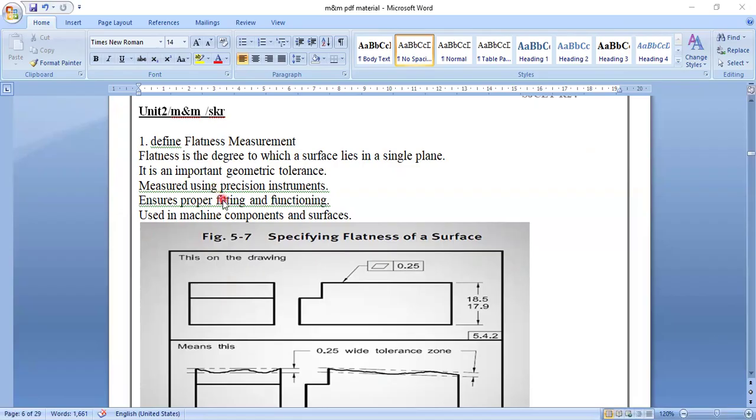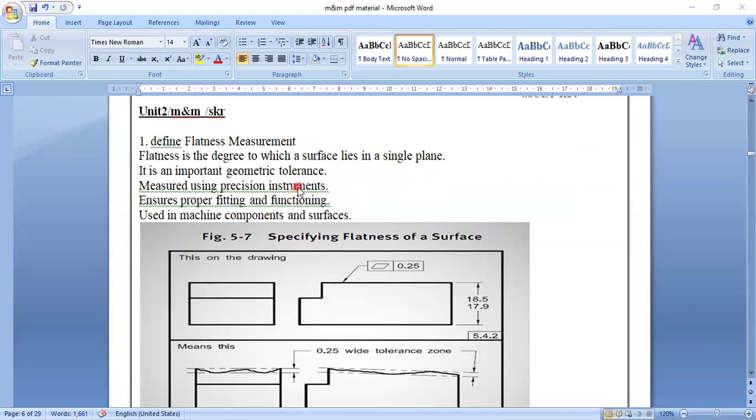So first question I am taking: define flatness measurement. What is flatness first of all? How do you define it? Flatness is the degree to which a surface lies in a single plane. The surface is tested in a single plane only, not different planes. It is an important geometric tolerance.